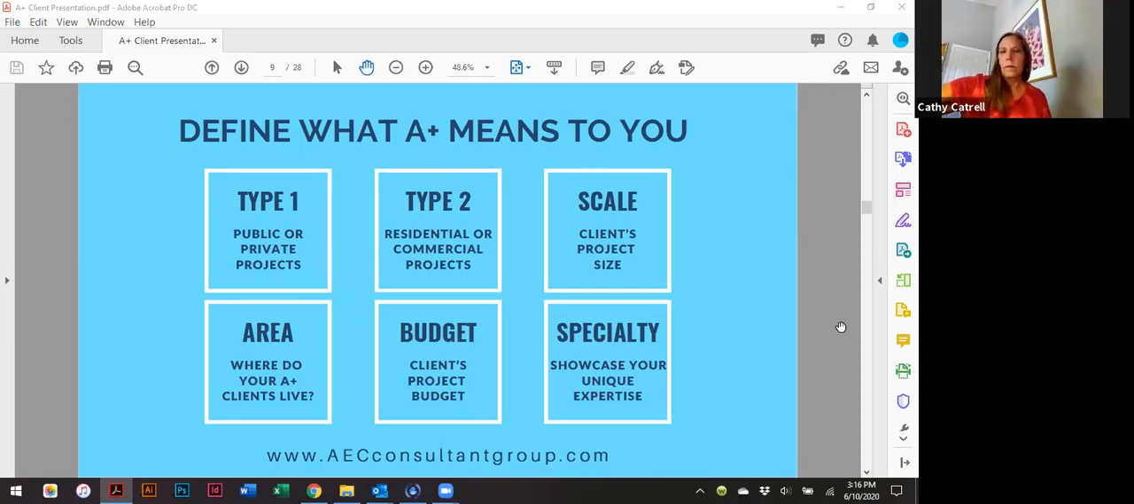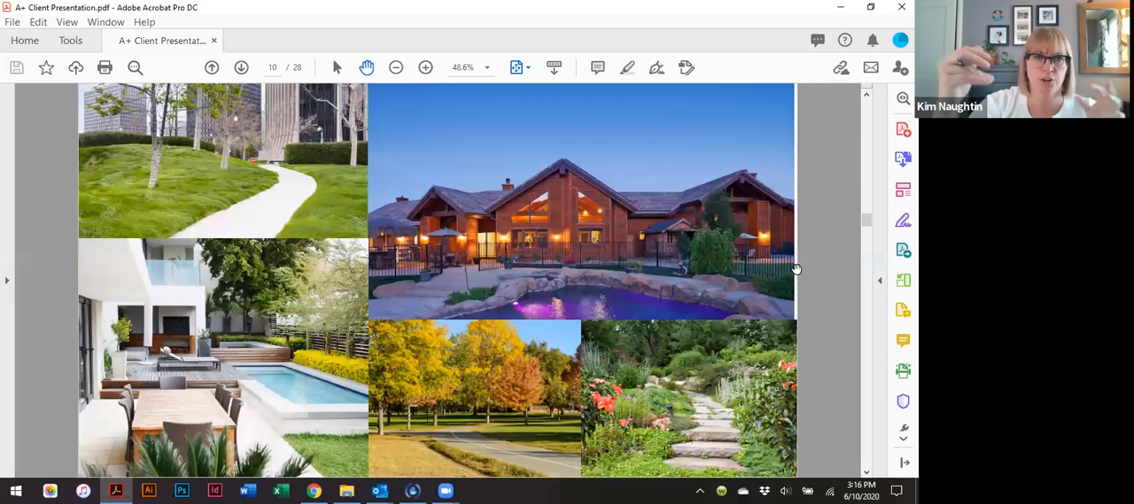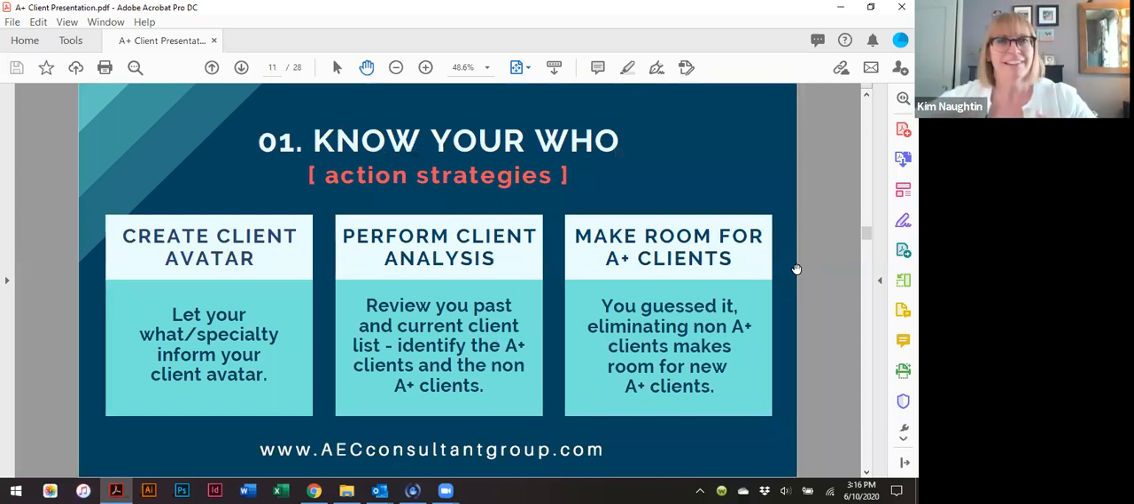So you've got to really know your who, and define what A+ means to you. Again, it comes in all shapes and sizes, a little more landscape driven, but you get the picture. With that, we've got some action strategies for knowing your who. The first piece is creating that client avatar.